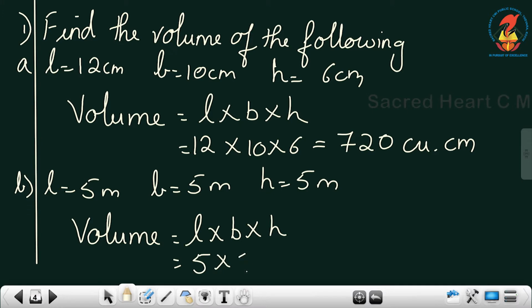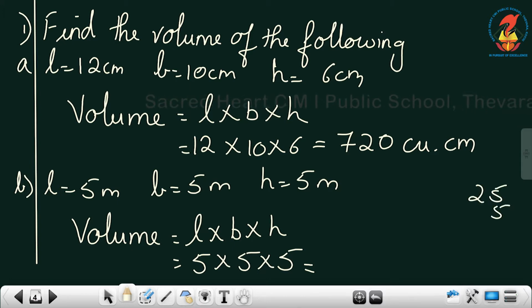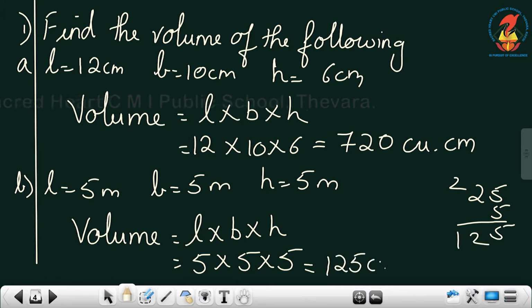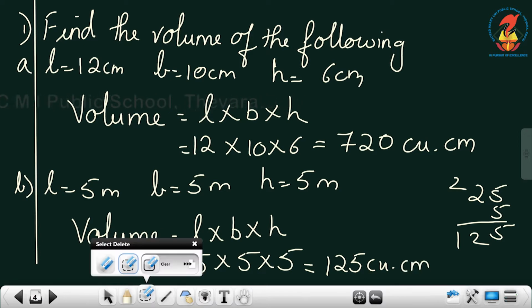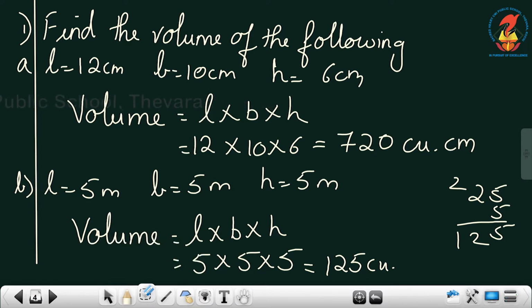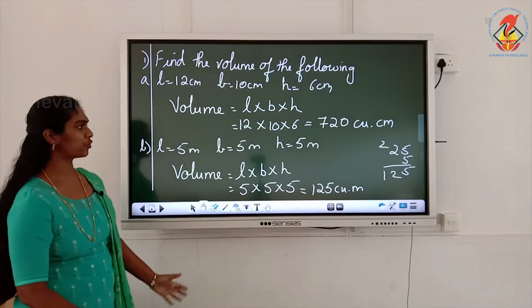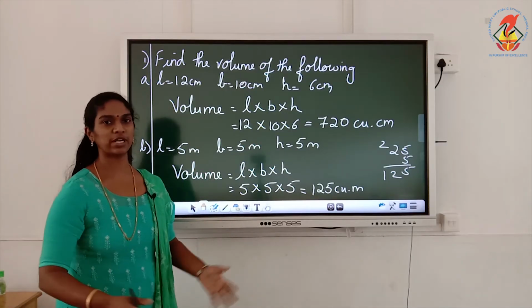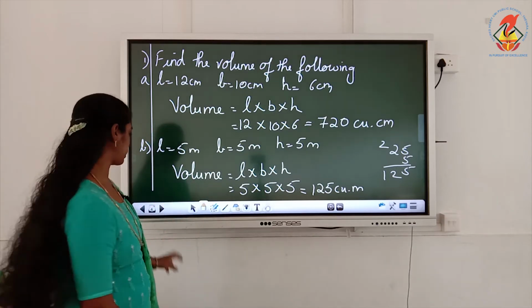So 5 into 5 into 5. What is the answer? 5 into 5 is 25. 25 into 5, just multiply and see. 5 fives are 25, carry 2. 5 twos are 10 plus 2 you get 12. So 125 cubic meter. Here the unit is meter, so cubic meter. Okay. So to find the volume, what do you have to do? Just multiply length into breadth into height.